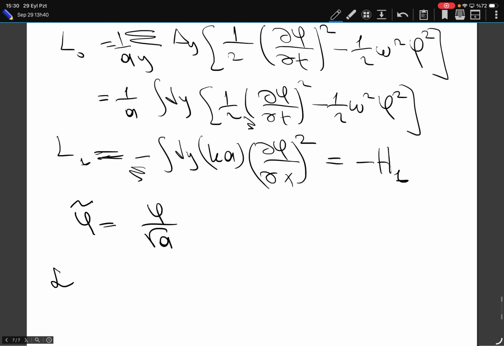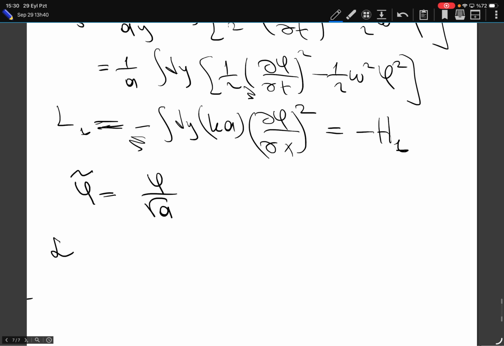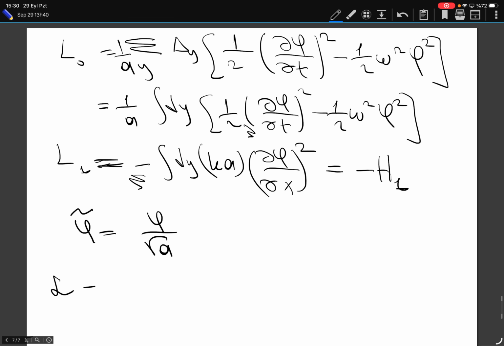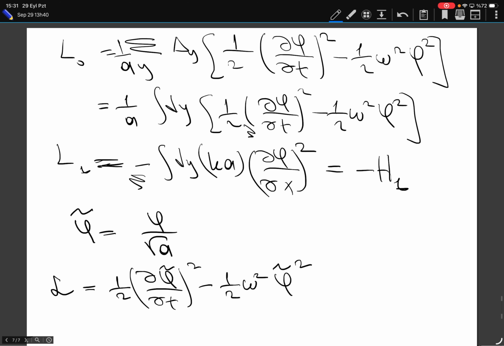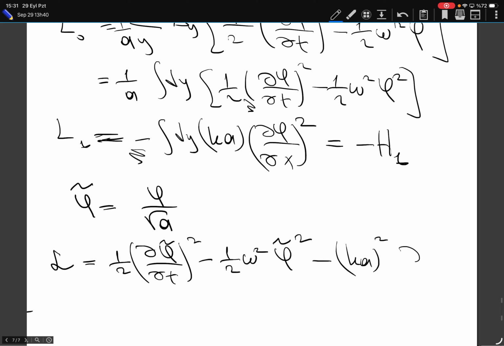So my Lagrangian density, I'm not writing the y integral, I will just write what appears inside the y integral, will be 1 over 2 del phi tilde by del t squared, minus 1 over 2 omega squared phi tilde squared. Then I have minus kappa a squared, del phi over del x squared. This is my Lagrangian density. This is phi tilde.